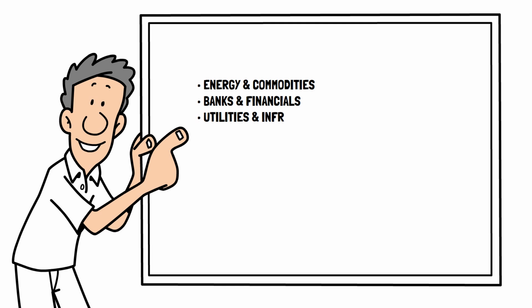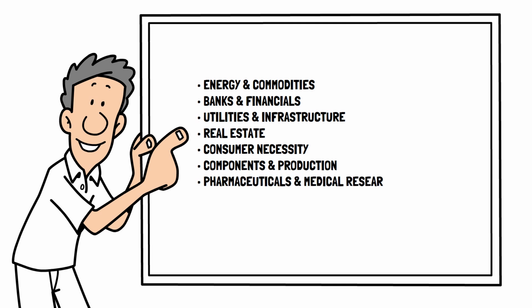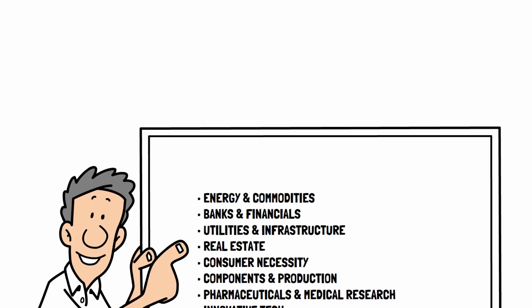So I made these categories instead: energy and commodities, banks and financials, utilities and infrastructure, real estate, consumer necessity, components and production, pharmaceuticals and medical research, innovative tech, and consumer luxury. Now some of these are more inclined to have natural dividend payers than others, and I'll go through the ones most likely to find natural dividend payers.